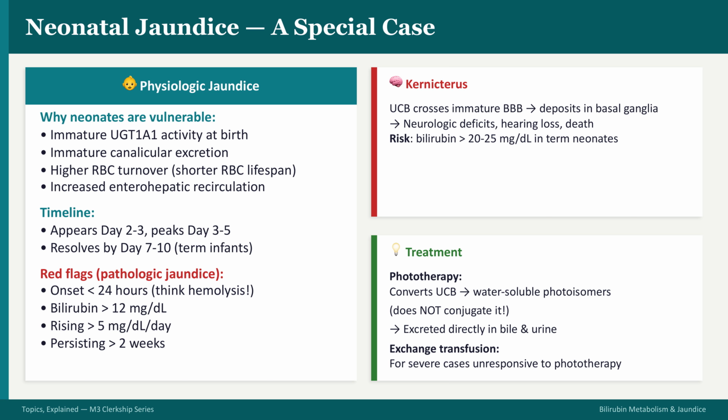Treatment is phototherapy, and here's a critical board point: phototherapy does not conjugate bilirubin. It converts unconjugated bilirubin into water-soluble photoisomers that can be excreted directly in bile and urine without conjugation. For severe cases unresponsive to phototherapy, exchange transfusion is the next step.